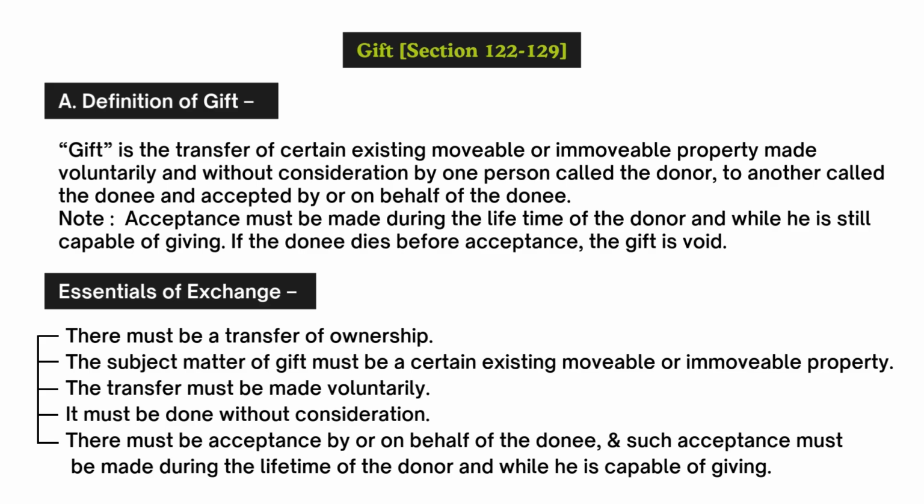B. Essentials of gift. There must be a transfer of ownership. The subject matter of gift must be a certain existing movable or immovable property. The transfer must be made voluntarily. It must be done without consideration. There must be acceptance by or on behalf of the donee, and such acceptance must be made during the lifetime of the donor and while he is capable of giving.